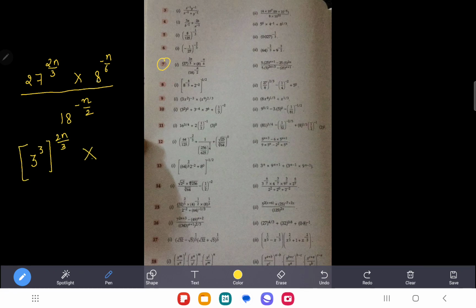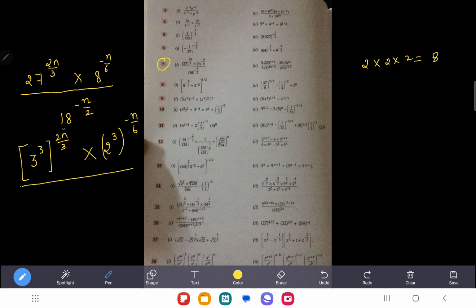And times, what is 8? 8 is 2 cubed. Yeah, because 2 times 2 times 2. All raised to the power minus n over 6.